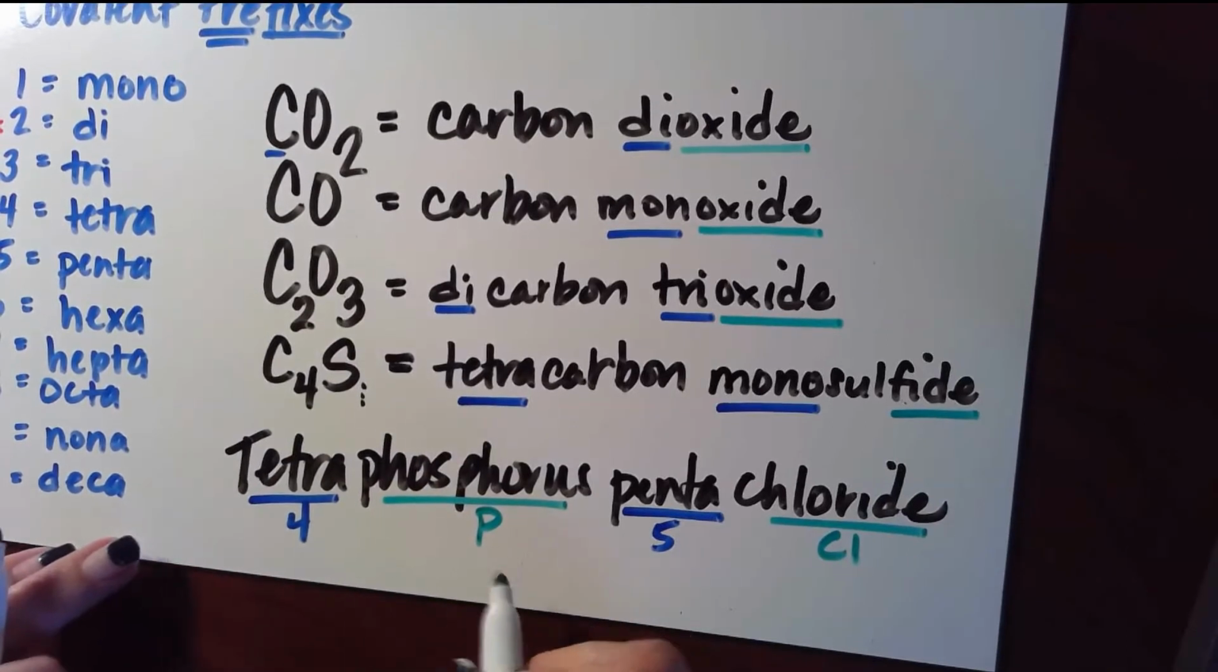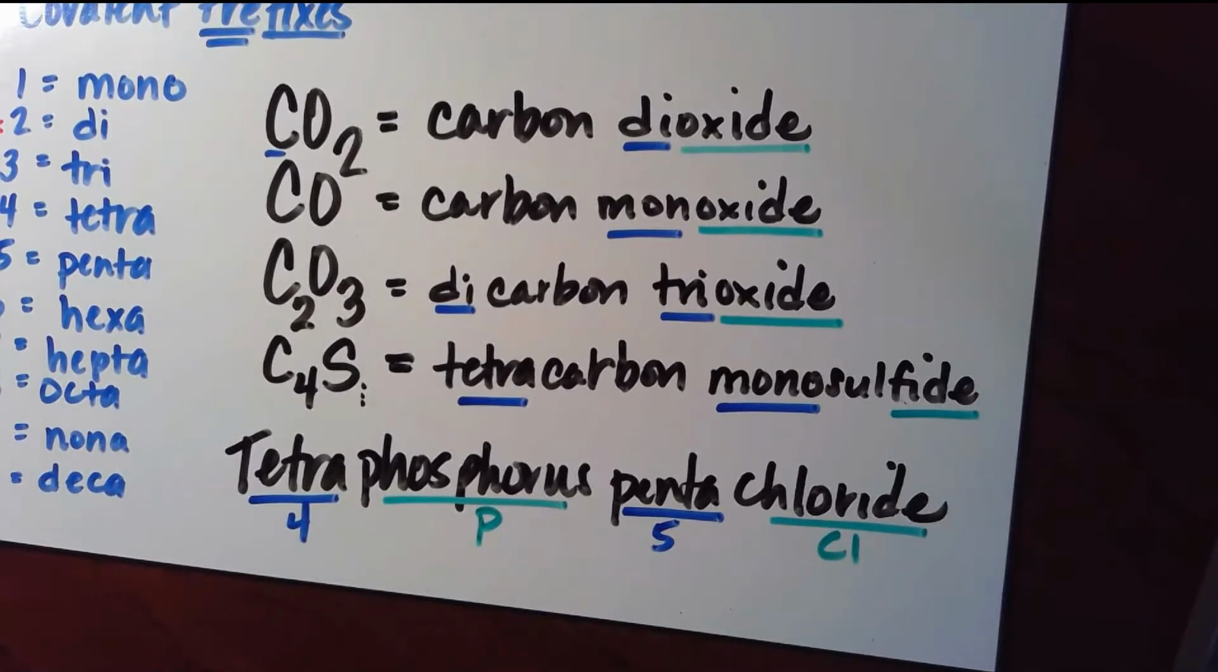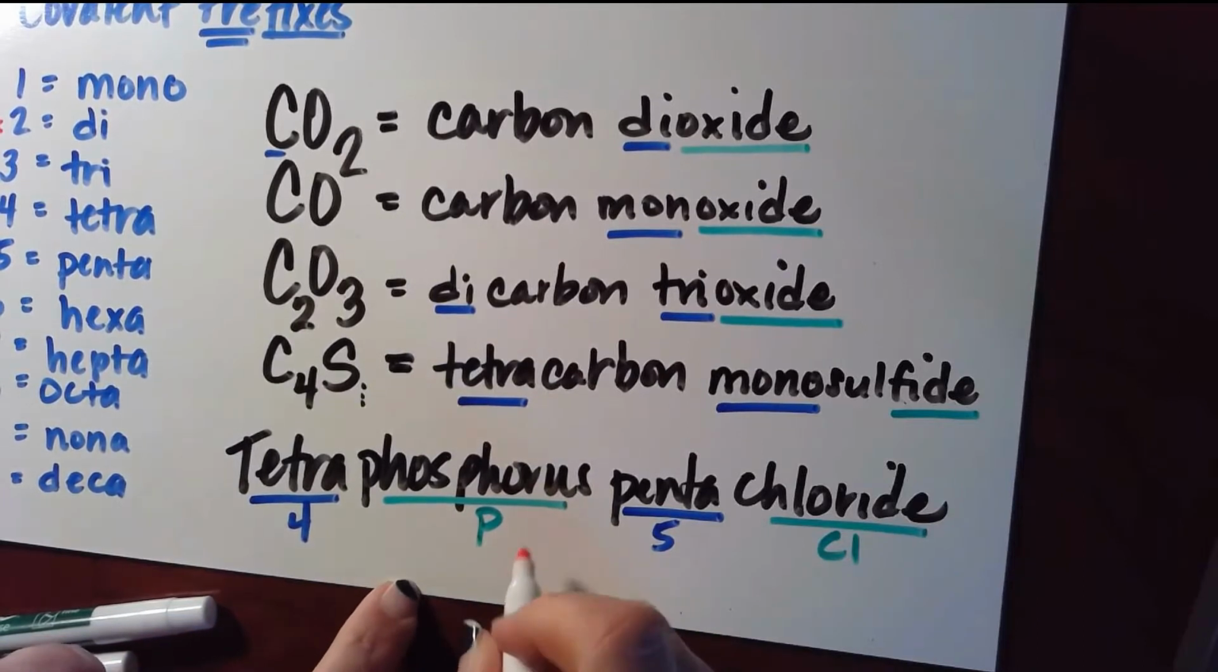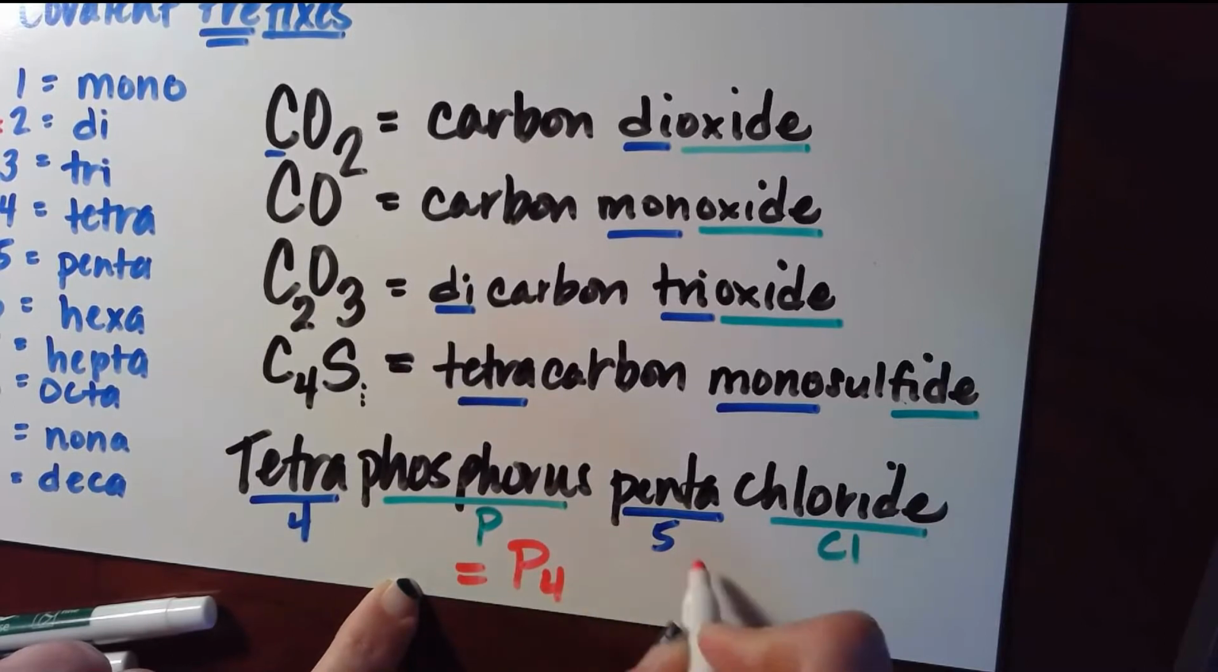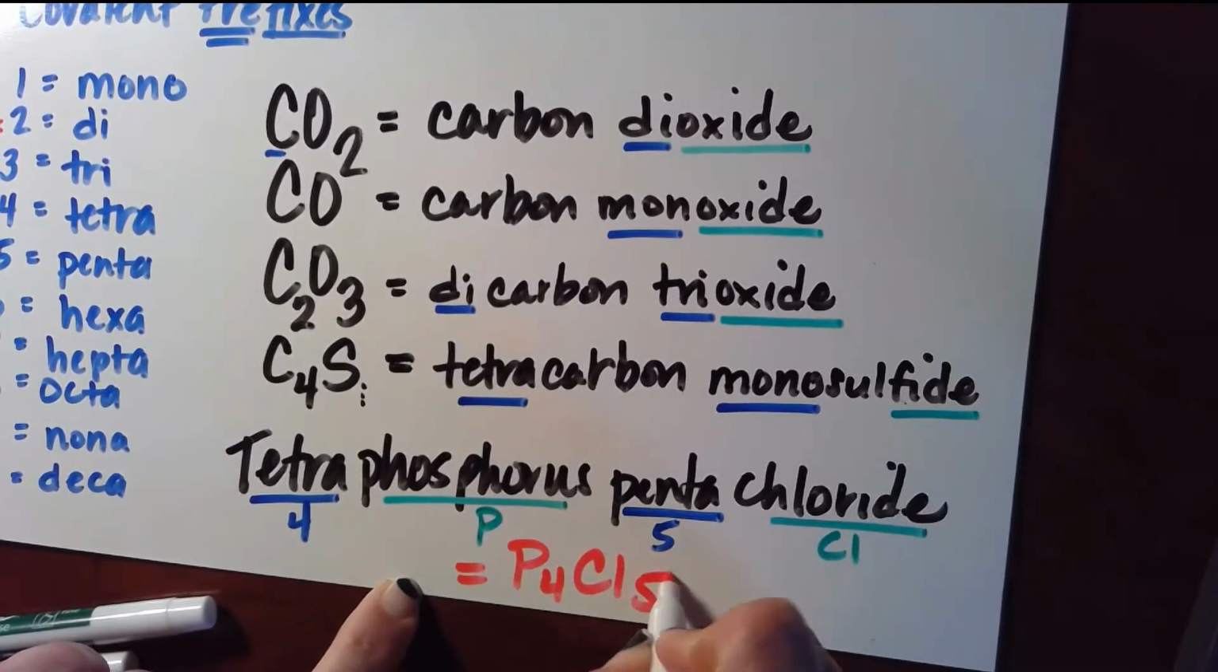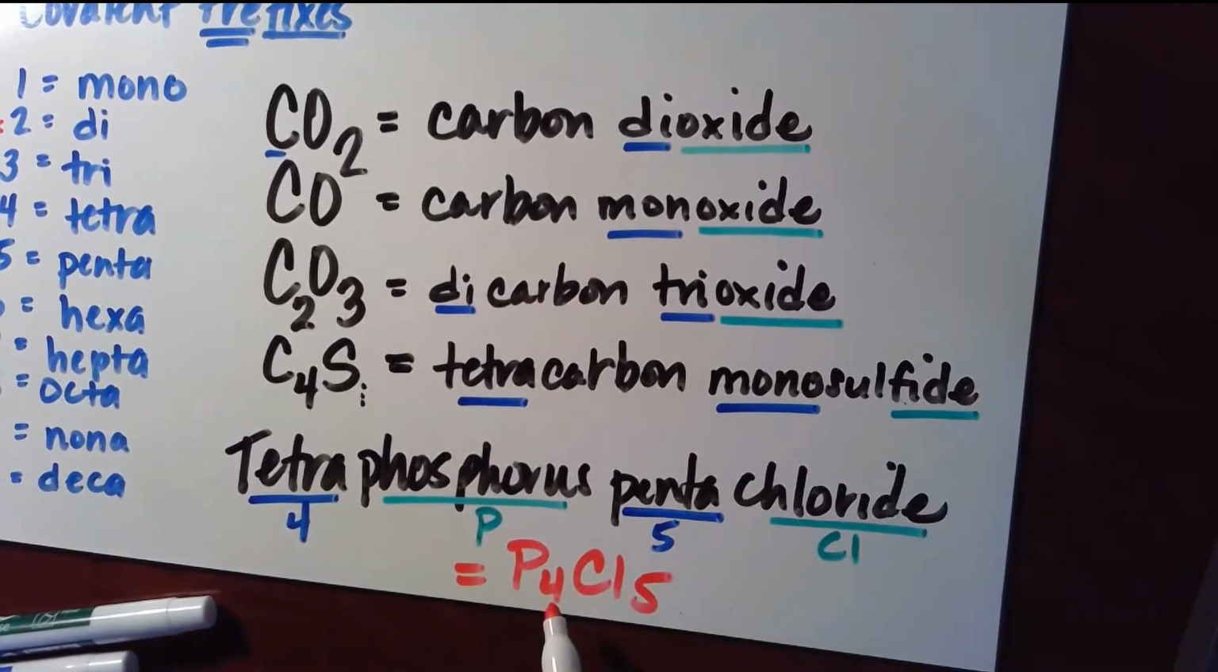So in this case, if you were to write the actual answer, pause it and try it on your own. It really should look like P4 and then Cl5. And that would be tetraphosphorus pentachloride. All right, we'll try a few more.